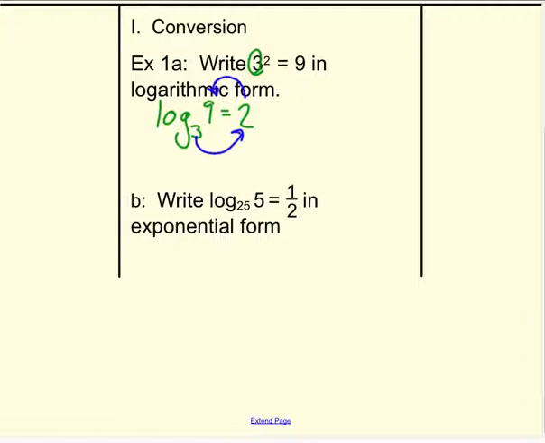Going from log form to exponential form is much easier for me. I just use the curly law. 25 to the 1/2 power equals 5. Because remember that 1/2 power is the same thing as a square root. So another way to say that is the square root of 25 is 5.